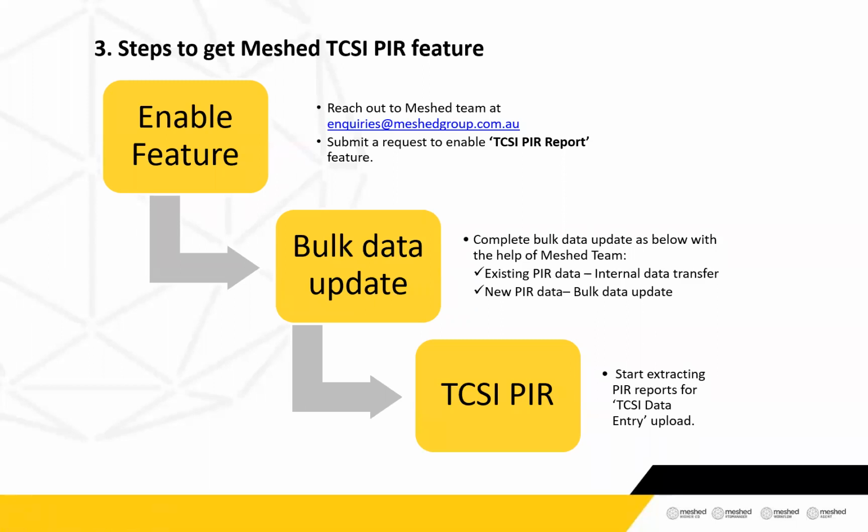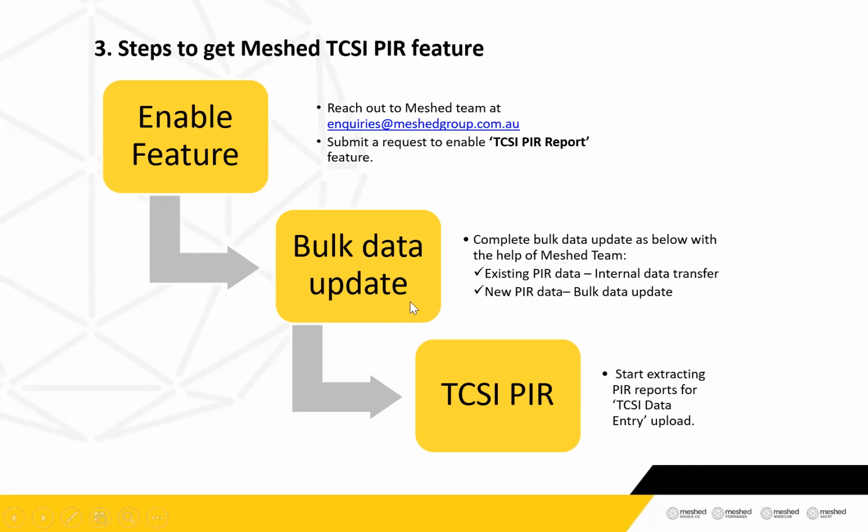Now, in the bulk data update, there are two sorts of updates. One is transferring existing PIR data that sits in your Mesh platform from the old PIR database to the new TCSI database, because the new TCSI database is used to create all these reports. The next sort of data update is new PIR data. As new requirements have been introduced, there are also some new fields, so we need to capture that information as well. For that, either you'll have to enter the data manually or we can assist you.